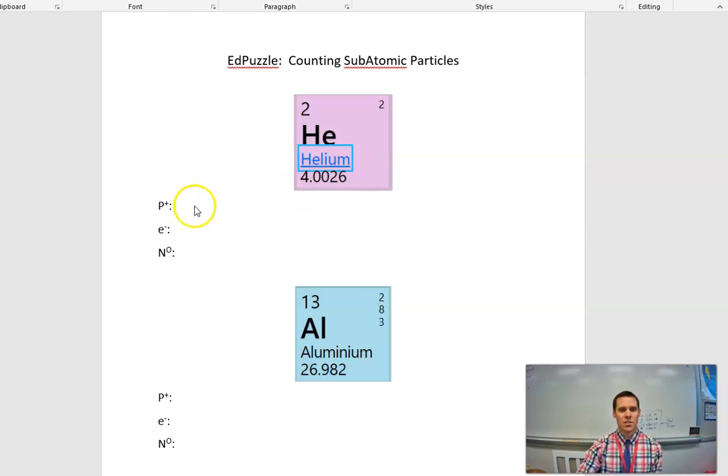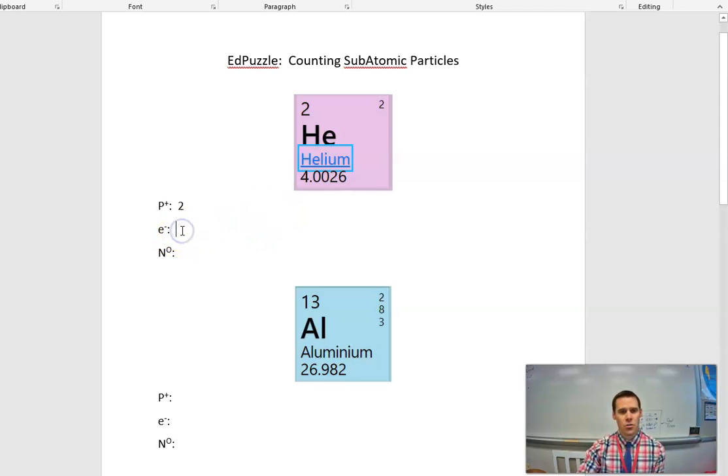Now that you have selected your answers, let's walk through this. We have an atomic number of 2 that is unique to any given element, meaning that no other element is going to have an atomic number of 2. This also identifies how many protons we have. The amount of protons really determines what element we have on the periodic table.